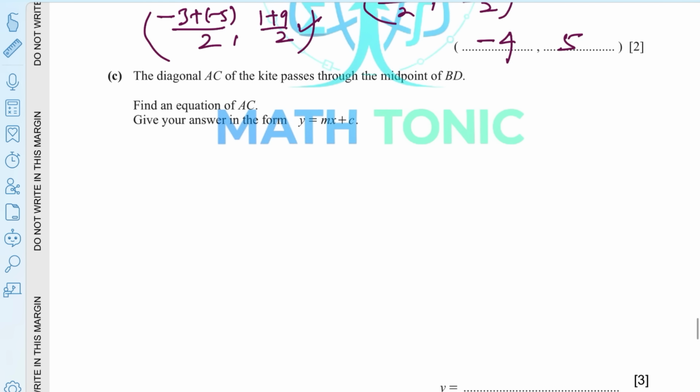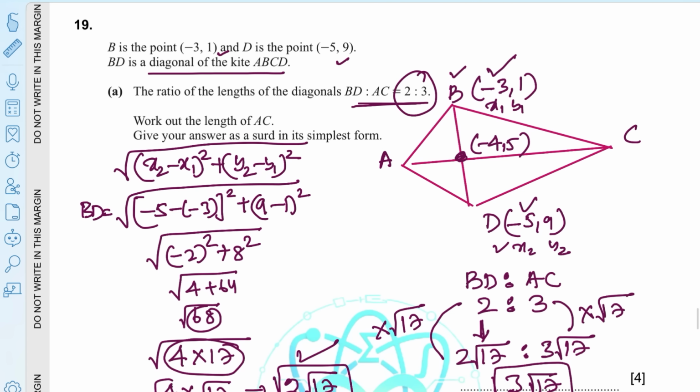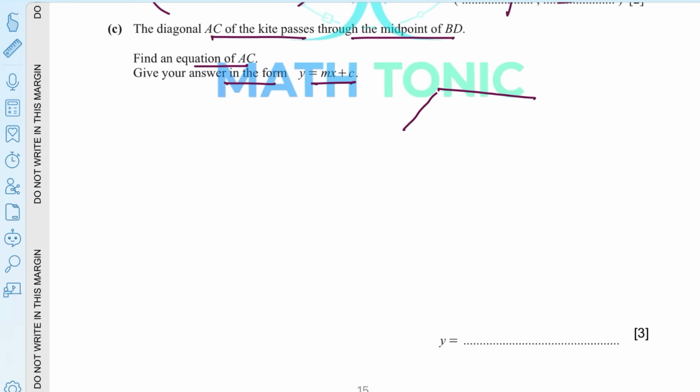The diagonal AC of the kite passes through the midpoint of BD. Find the equation of AC and give the answer as y equals mx plus c. Try to understand the question. Now AC is passing through the midpoint, which we found is minus 4 and 5. Find the equation of AC. First of all, listen carefully: in a kite, always remember the basic property, the two diagonals always intersect at 90 degrees. So this was BD here and this was AC here, right? So what does it mean?